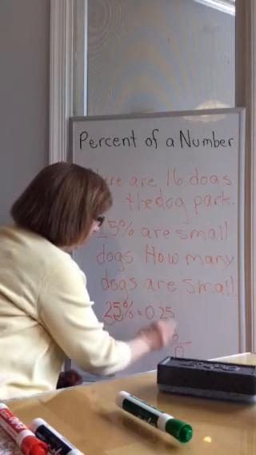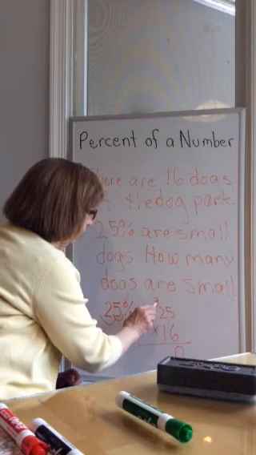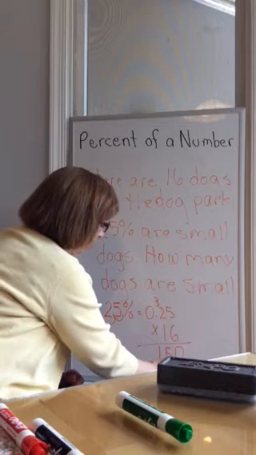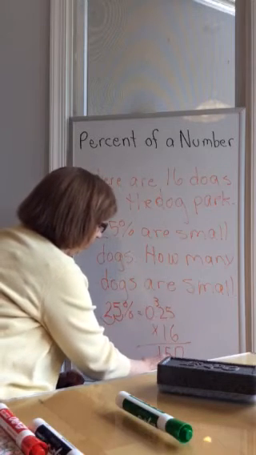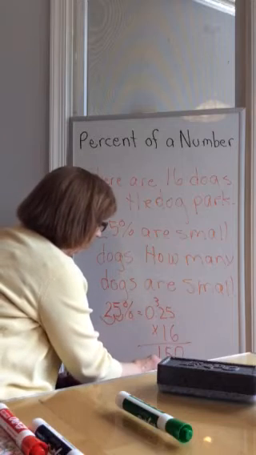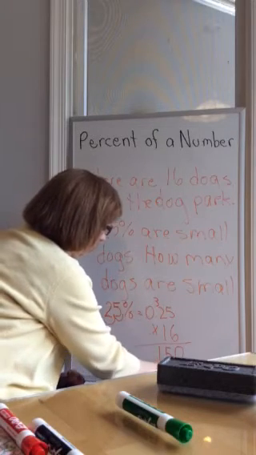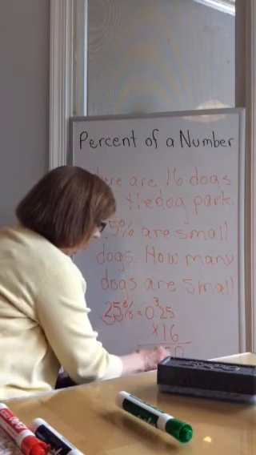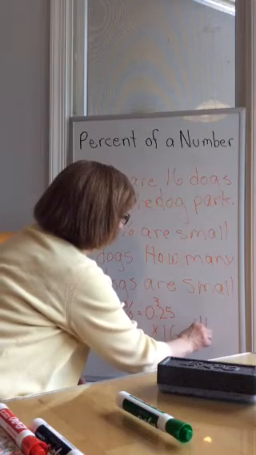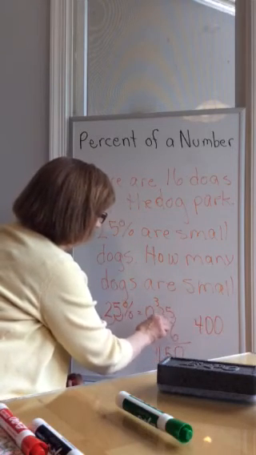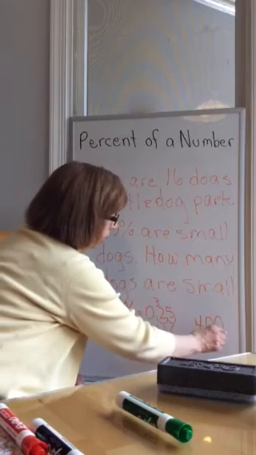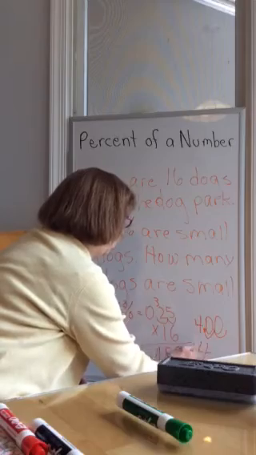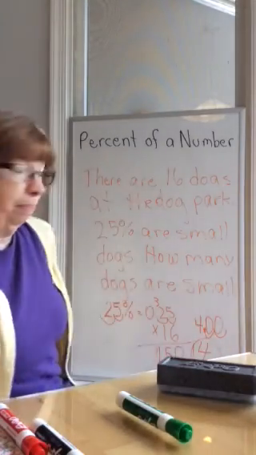6 times 5 is 30. 2 times 6 is 12. And 3 more is 15. Put a 0. 1 times 5 is 5. And 1 times 2 is 2. When you add these together, you get 400, but you have to count how many numbers are behind the decimal. 1, 2. Your answer is 4 dogs are small.